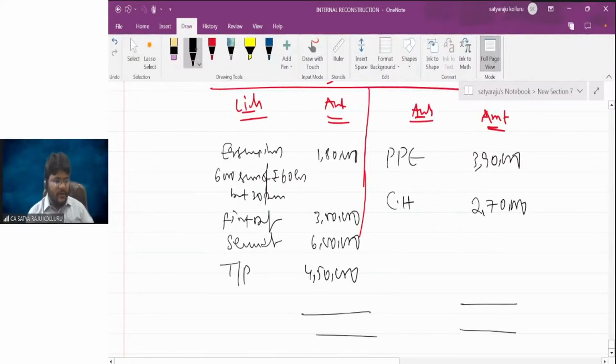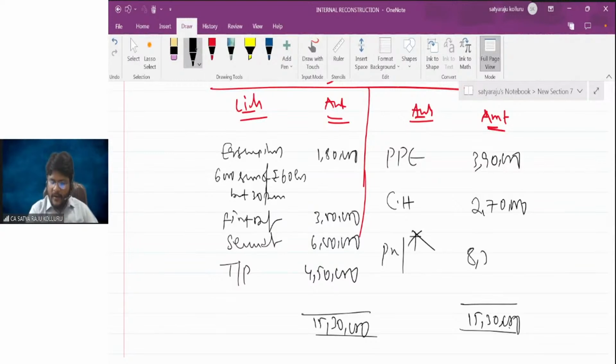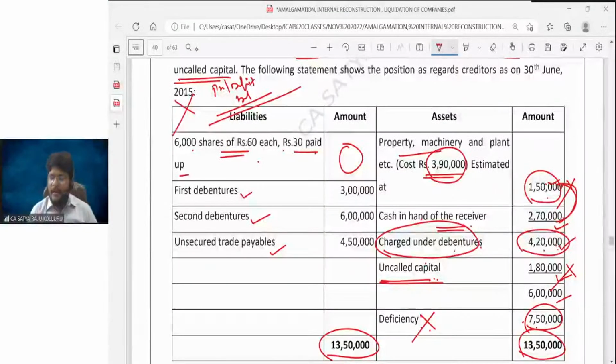If you check the balance sheet totals, 1,80,000 plus 3 lakh plus 6 lakh plus 4,50,000, total 15,30,000. This side also you can consider 15,30,000. Then the balancing figure is the P&L account. How much did you get? 3,90,000 minus 2,70,000. 8,70,000 is the P&L account debit balance. Here you need to find out the P&L account debit balance. Deficiency is not the P&L account debit balance.